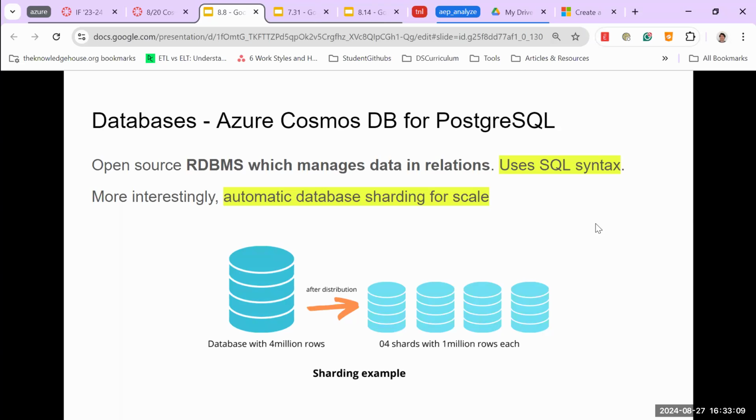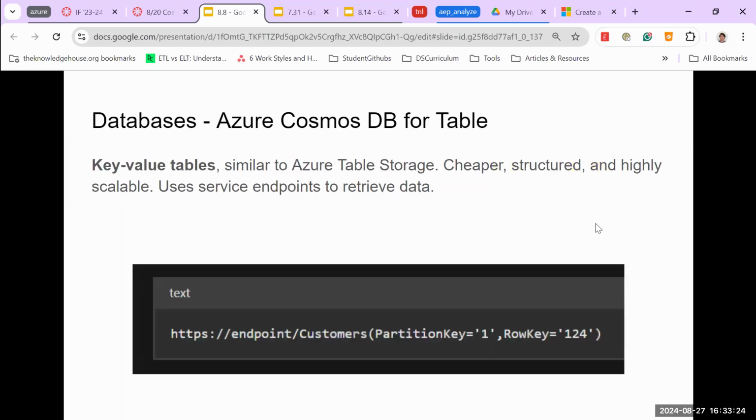The only reason we might want to use PostgreSQL in Cosmos DB is due to the fact that it supports something called automatic database sharding, which essentially allows us to scale our data greatly for less cost. All right, so now that we've just breezed over that, let's go back into NoSQL solutions. Another solution that we have is Cosmos DB for tables.